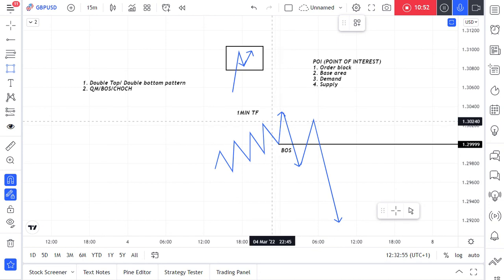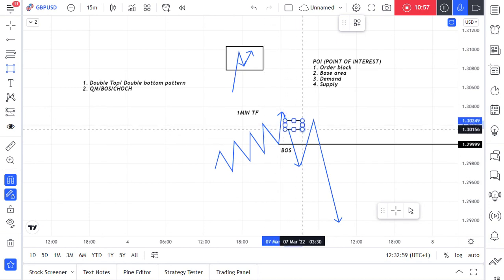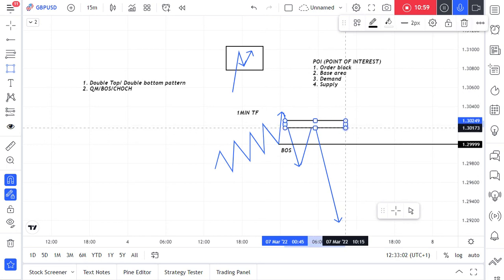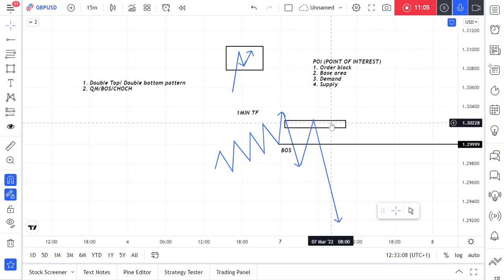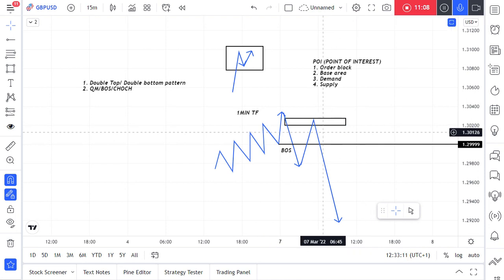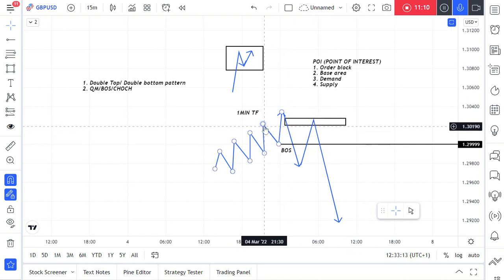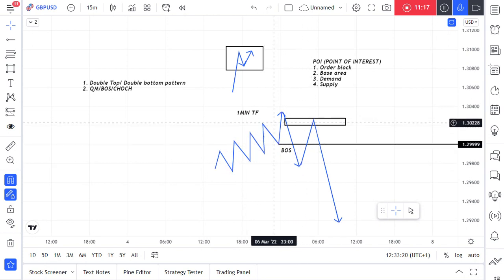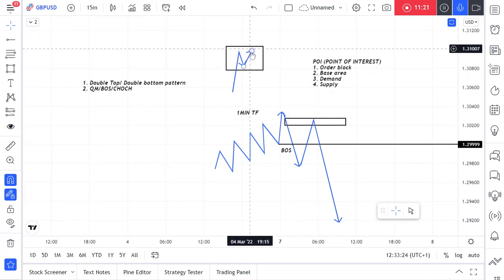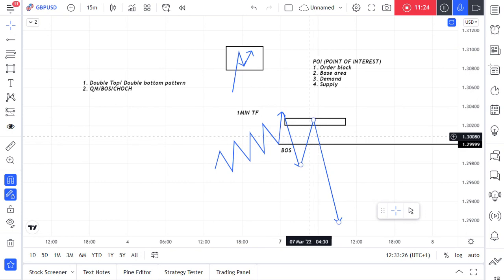So this might just be a supply. So we have another point of interest on the 1 minute time frame. This might be a supply, or a base area, or this high from this QM level. Once price returns back into this QM level, this is actually where we take our trade, and this is the same area where we took the trade on the 15 minutes time frame. But in this case, it is more clear.